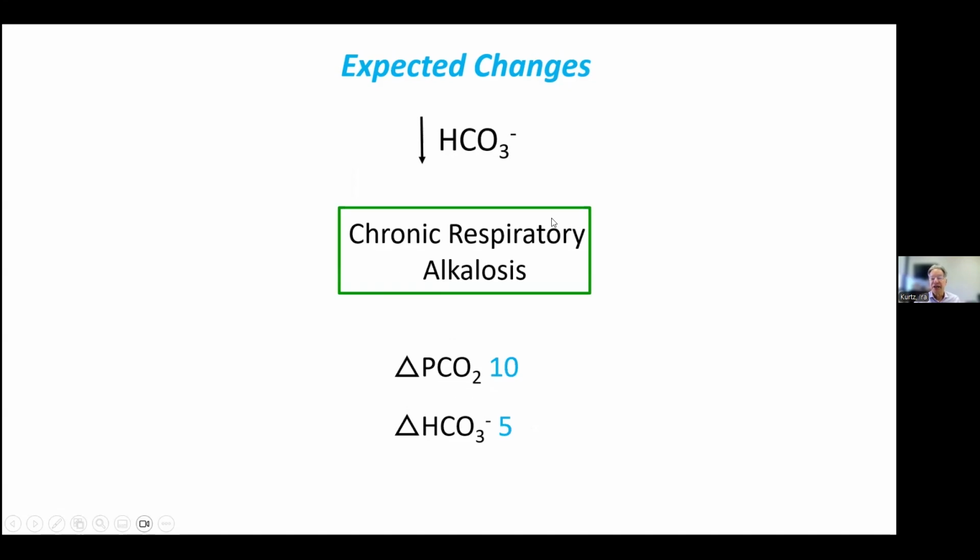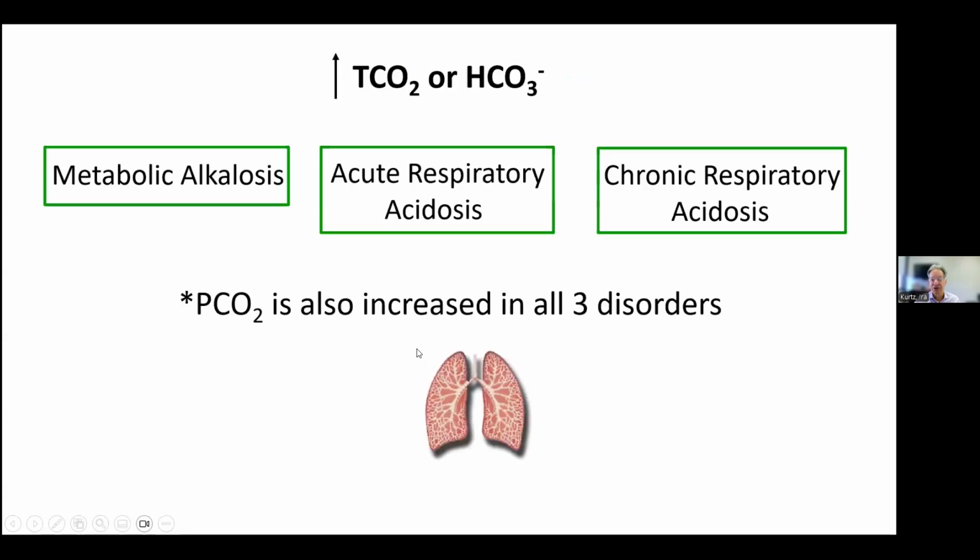But if you keep waiting and follow the bicarbonate over time, you'll see that for the same drop in PCO2, there's a further fall in bicarbonate beyond the 2. It falls another 3 due to the kidney. So the total change is 5 for the same 10 fall. And that we call chronic respiratory alkalosis.